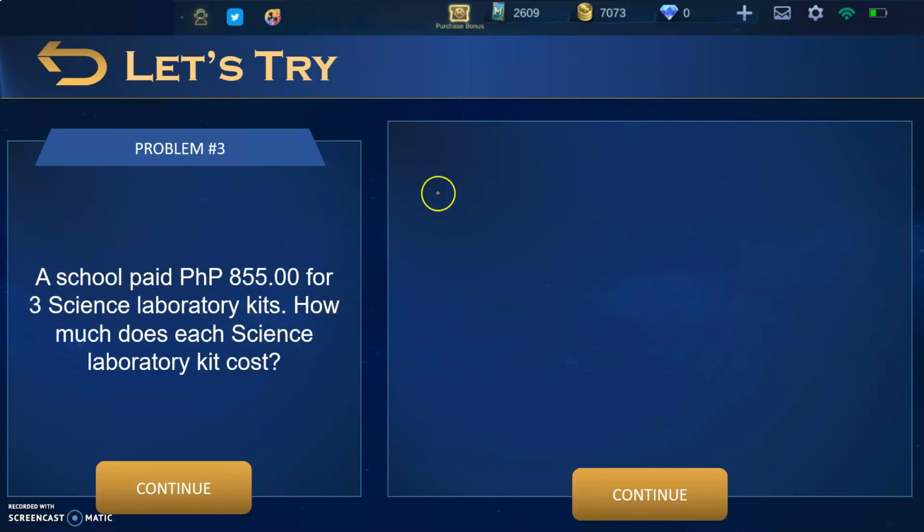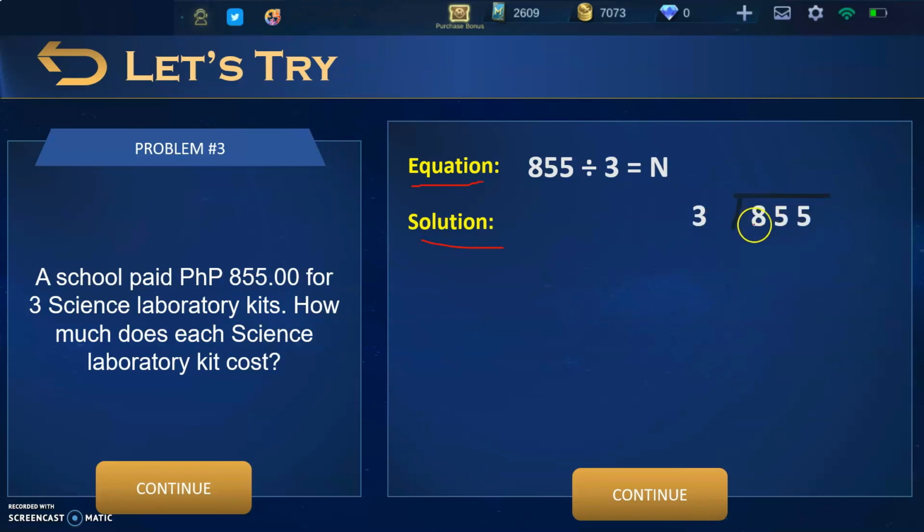So after we identify, let's proceed to our equation. Our equation is 855 divided by 3 is equal to n. Then after that, let's solve our solution. So let's start with the highest place value. 8 divided by 3 is equal to 2. And 2 times 3 is equal to 6. Then subtract. 8 minus 6 is equal to 2.